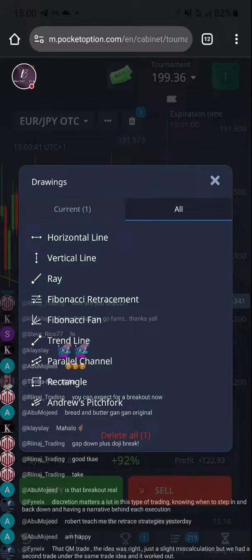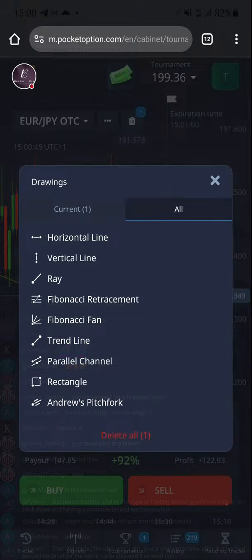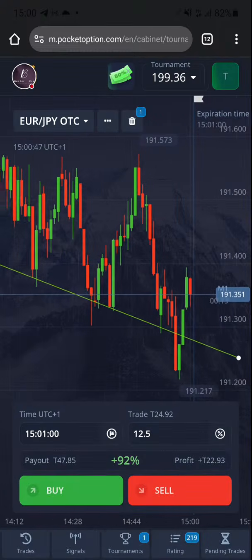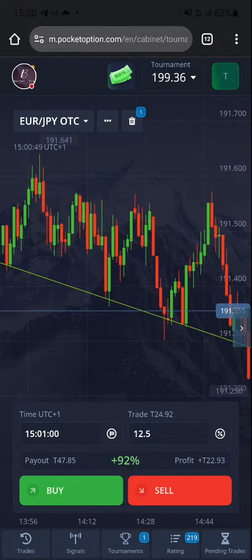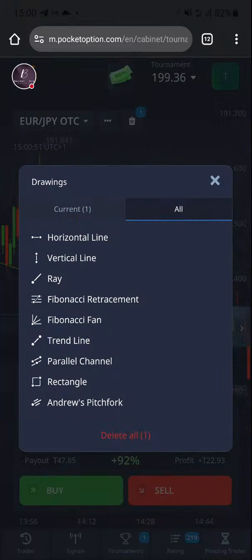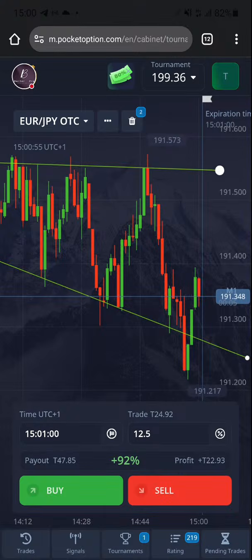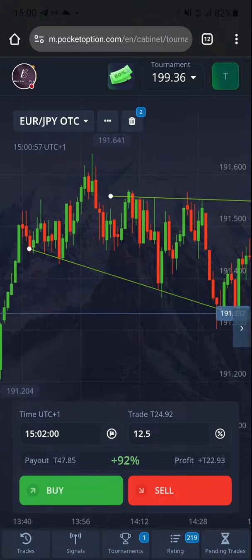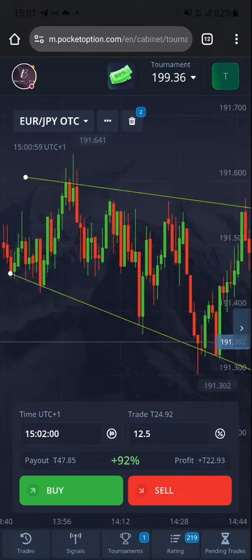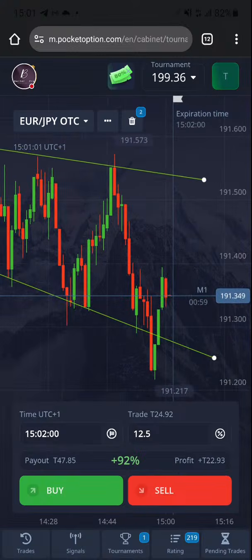Yes, QM, the idea was right. Just a slight miscalculation. It happens. You understand now. It happens. Definitely. You're very correct. Sometimes a little bit of miscalculation happens here and there. Like I said, when you're human, the human factor will always kick in. But if you stick with it, eventually you're going to become profitable.